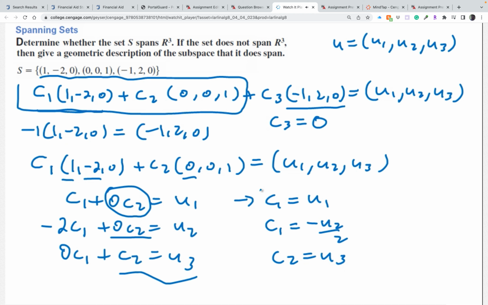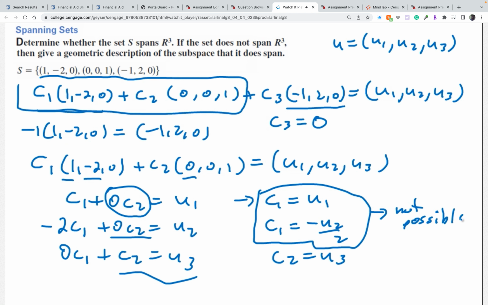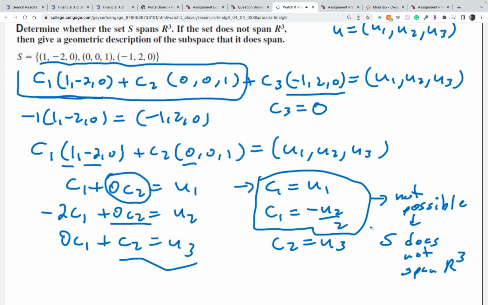But the problem here is that we have two possible solutions for c sub 1, telling us that this is not possible. We can't have two values for c sub 1. So this tells us that S does not span R3. So we wind up getting something that's impossible.